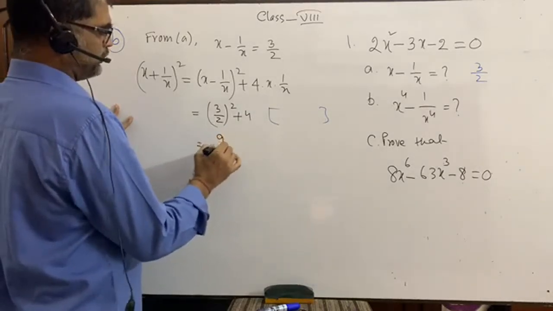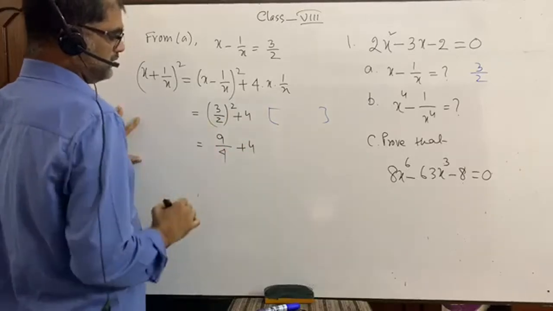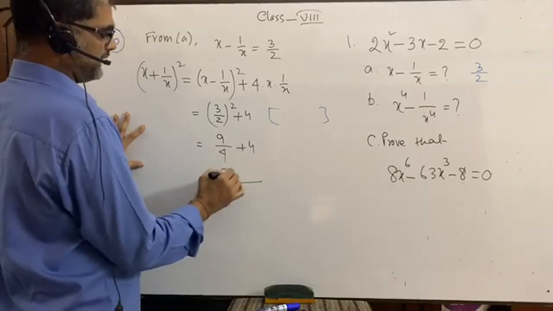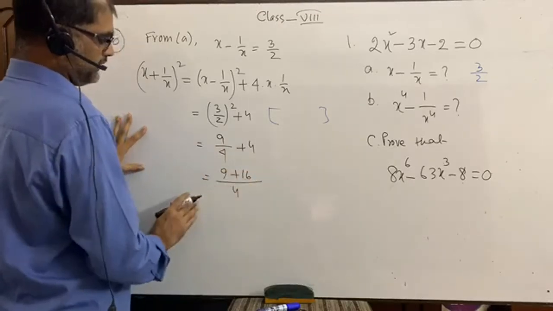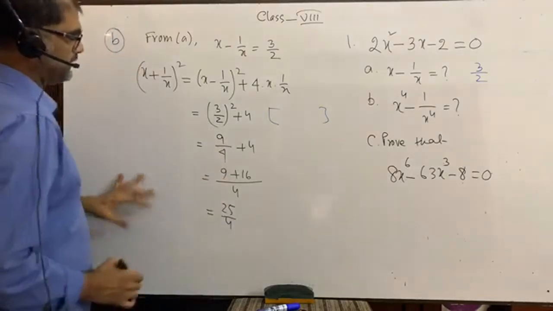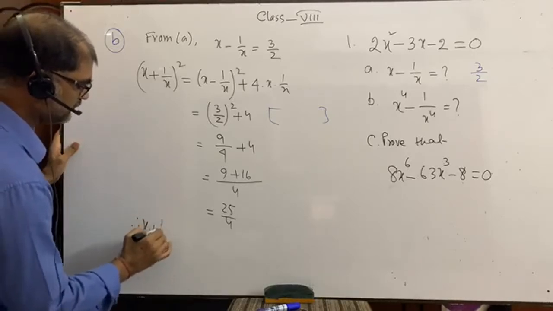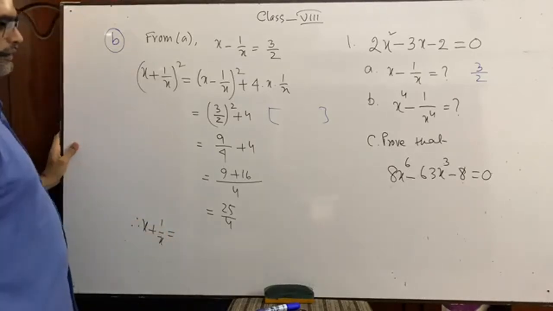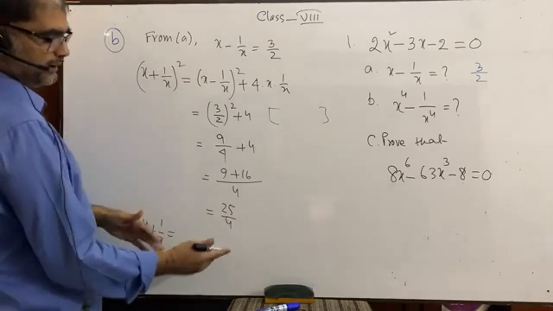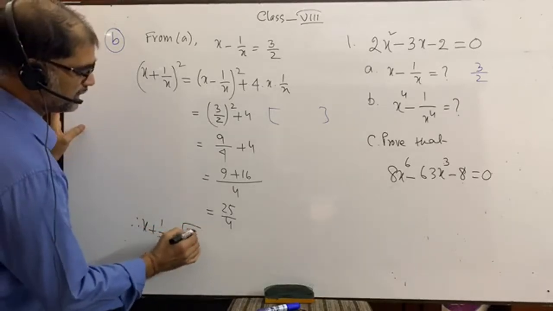That is 9 by 4. 9 by 4 plus 4. That means get LCM 4. This is 9, this is 16. So we are getting 25 by 4. That means x plus 1 by x is equal to root over 25 by 4. We have to get root over 25 by 4, that means 25 by 4.